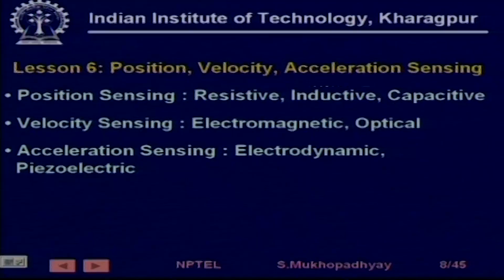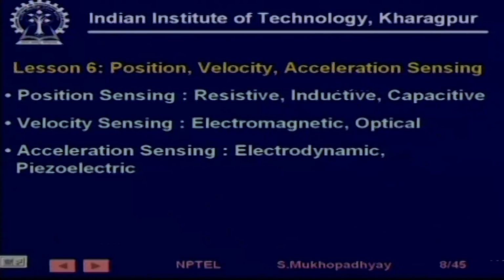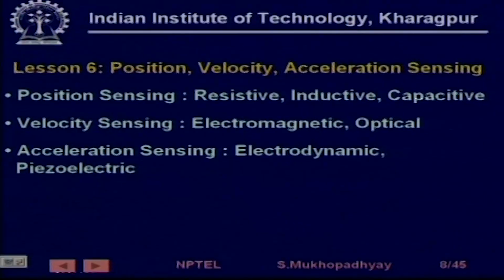And then we talked about position, velocity and acceleration sensing. Position and velocity sensing are very important for manufacturing, from the point of view of manufacturing accuracies. For example, speed control is a very important function. We talked about position sensing techniques: resistive, inductive, capacitive. Velocity sensing, various electromagnetic and optical sensing techniques, as well as acceleration sensing.